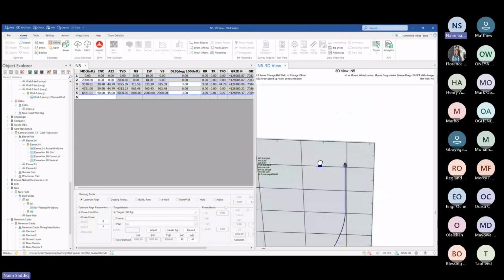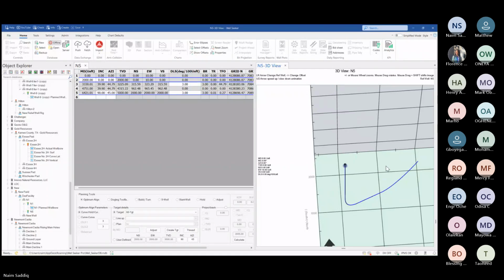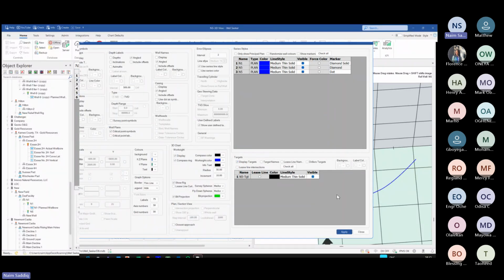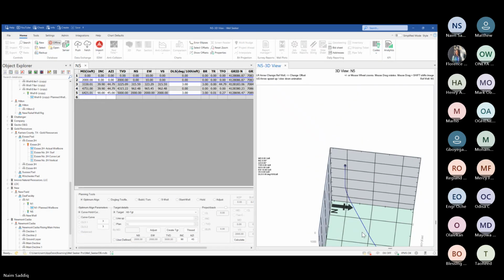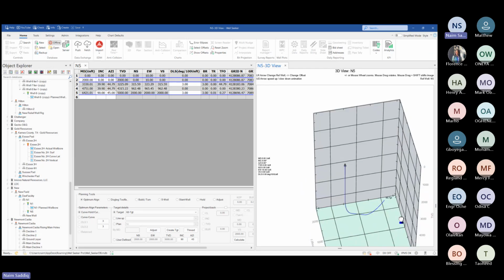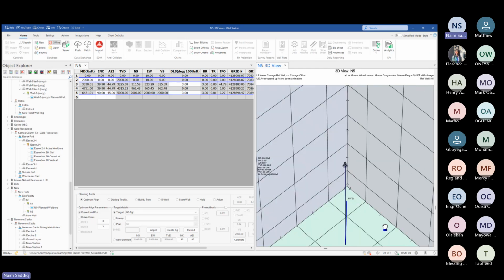Why can I not see the target? Because it's not enabled. I need to enable the target. And there you go. You can see the target now showed up. So this is the target, okay? Right there, you can see it.